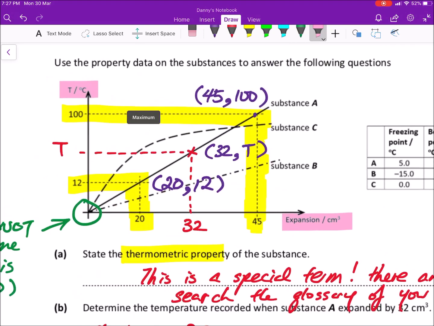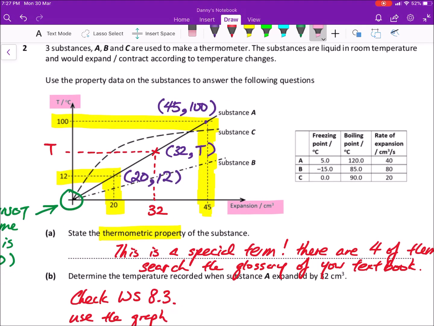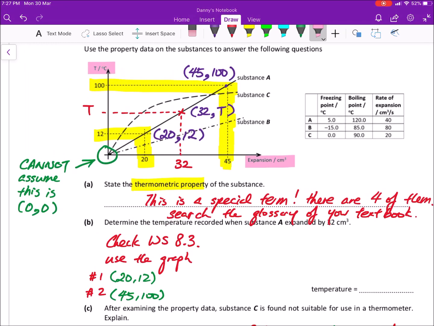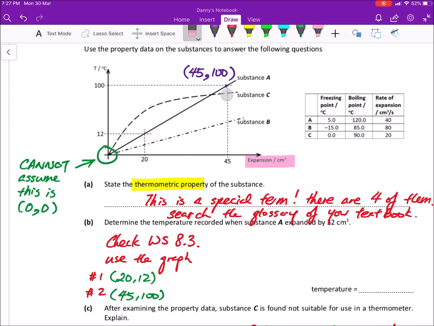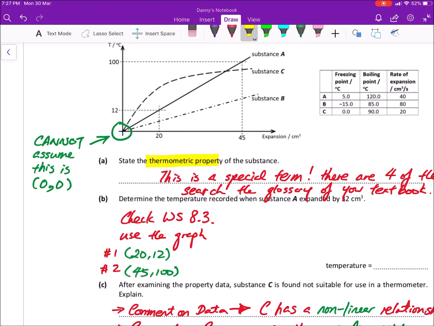For question 2, you need to know how to read the graph. There is a lot of highlighting, so I will erase it first so that you don't get confused. Number 1 is that whenever you are given a graph, you cannot assume that the corner is 0, 0. This is an over generalization.